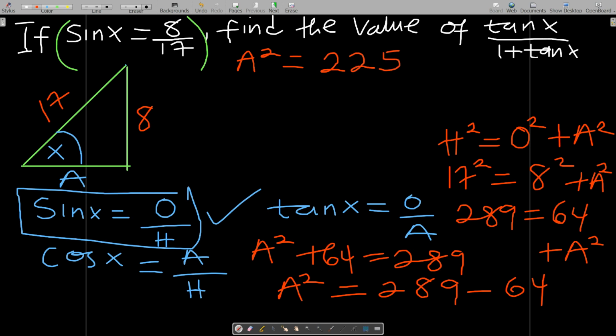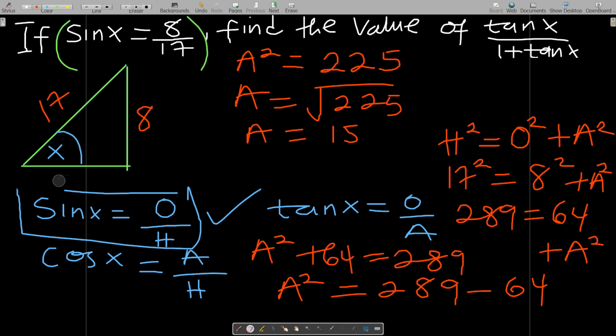225. Now a is equal to the square root of 225, and this means a is equal to what? The square root of 225, that is what? 15. It means the adjacent to this angle x in this question that we are solving is 15. So we come back to the right angle triangle, erase our a and put the value there. Okay, I hope you get it. So you just have to come and put our value there.